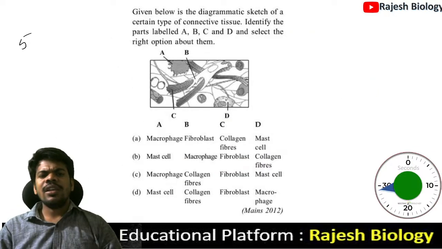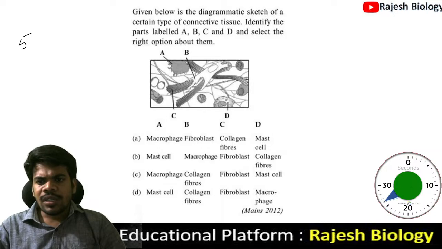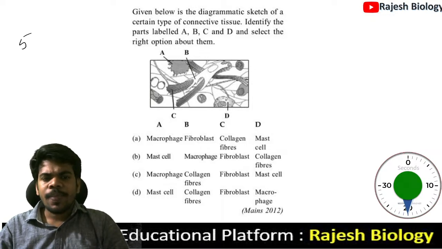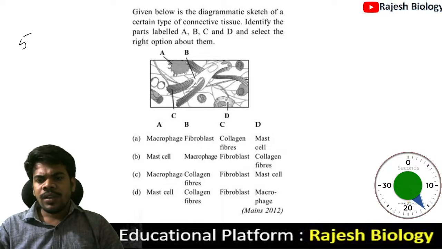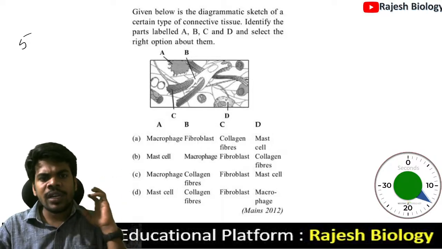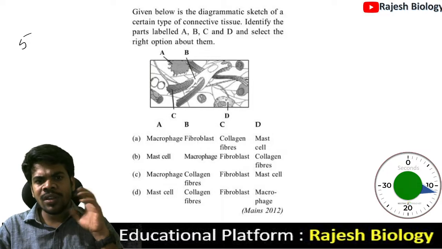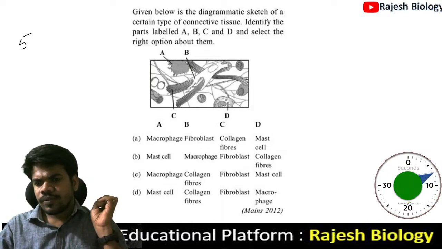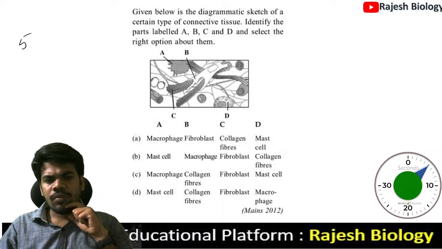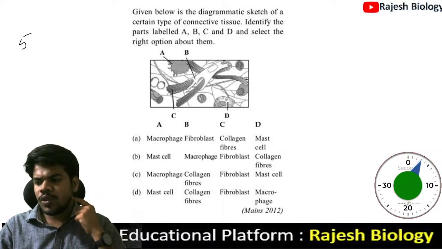Here it is a very interesting and important repetitive diagram from the zoology concept, that is connective tissue, loose connective tissue. In areolar connective tissue, the cells are very important, and their functions are also important. Fifth question.